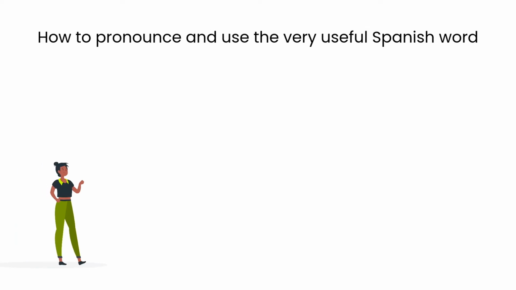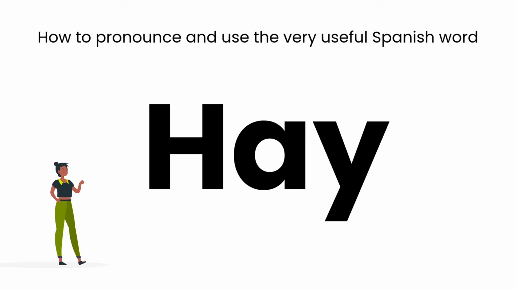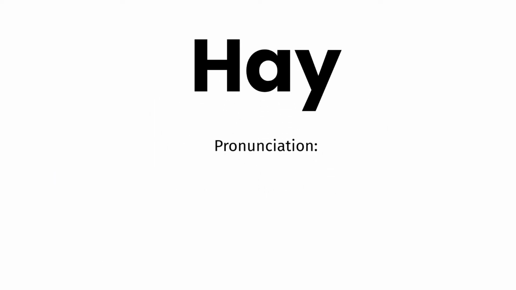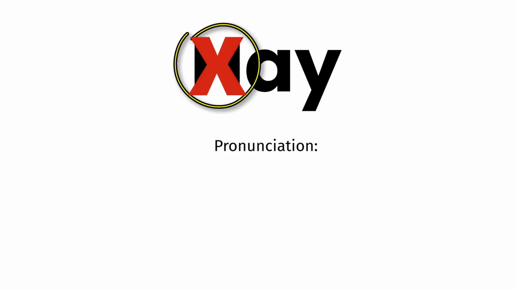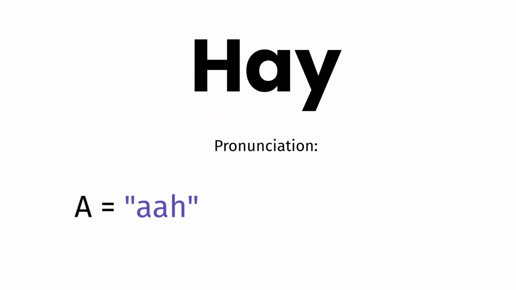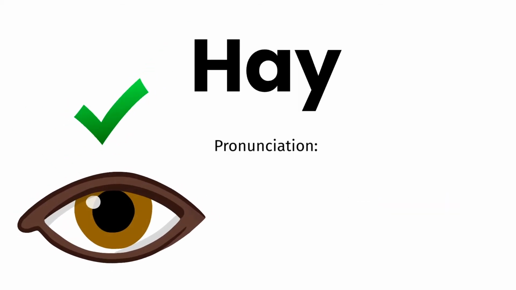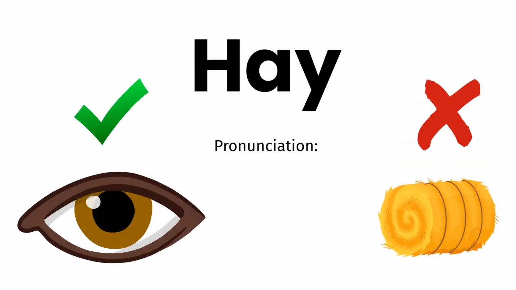Today, we'll see how to use the very useful and common Spanish word hay. First, let's start with how to pronounce it. The letter H is not pronounced in Spanish. The A has an A sound, and the Y has an E sound. Hay. So when we see these three letters together, we say hay, not hey.